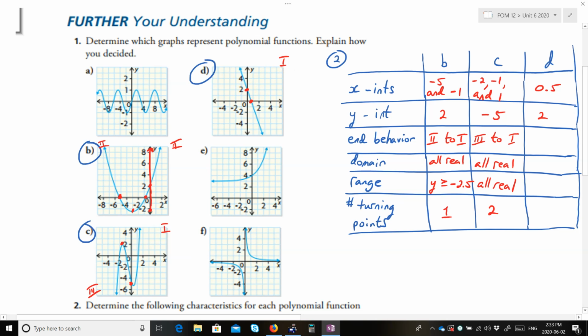The end behavior, you know how the quadrants go 1, 2, 3, and 4? It's going from quad 2 to quad 4. Domain is all real. Graph goes from left to right forever, and it goes up and down forever, so all real for the range as well. Number of turning points, does it stop and go back in the other direction? No, so 0. Okay, so the back of the book says 0.5 for the x-intercepts, 2 for the y-intercept, quad 2 to quad 4, all real, and 0. Okay, so things are looking good.